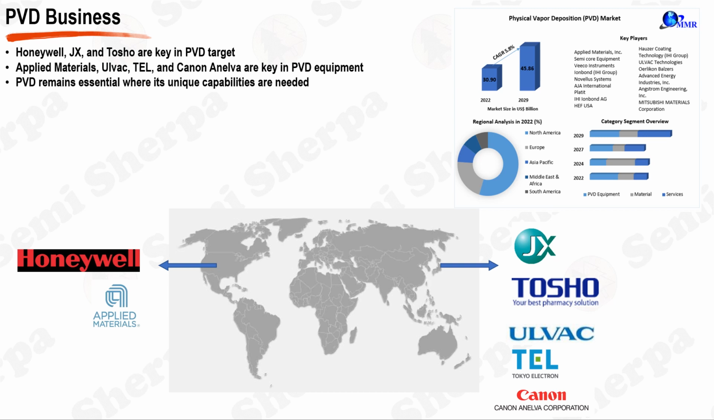Key contributors in the PVD market include well-established companies. Honeywell, JX, and Tosoh, for instance, are recognized for their production of PVD targets. The quality of these source materials is crucial for ensuring optimal performance of the resulting PVD coatings. Simultaneously, PVD equipment manufacturers like Applied Materials, Ulvac, TEL, and Canon Anelva continue to play a significant role in the market. These companies produce the machinery used in the PVD process, with machine performance and capabilities playing a fundamental part in the efficiency of the deposition process and the quality of the end product.